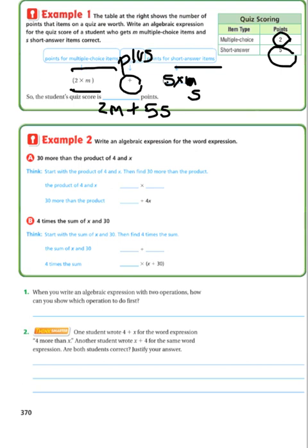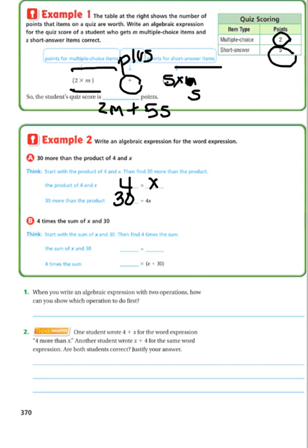Example 2. Write an algebraic expression for the word expression. A. 30 more than the product of 4 and x. Think. Start with the product of 4 and x. Then find 30 more than the product. The product of 4 and x, we would write it like 4 times x. 30 more than the product would be written like 30 plus 4x.